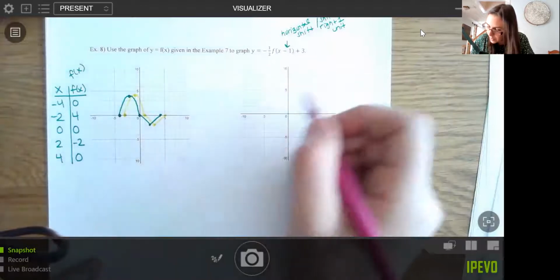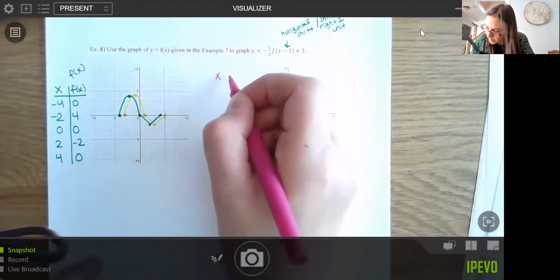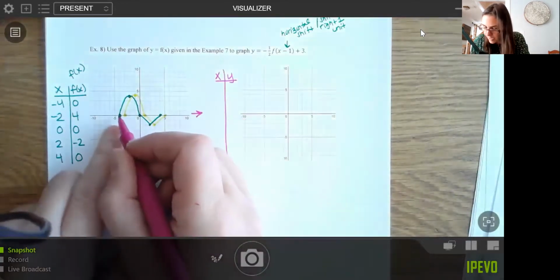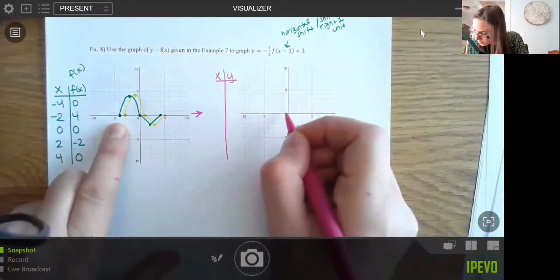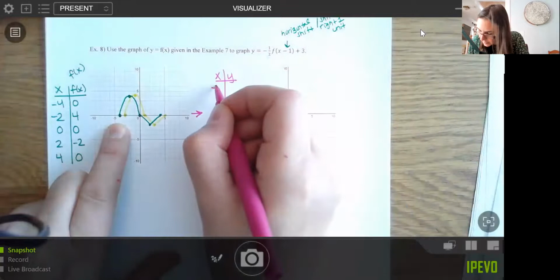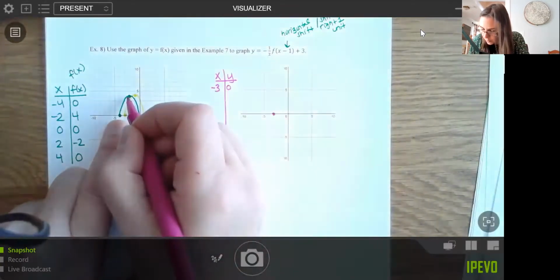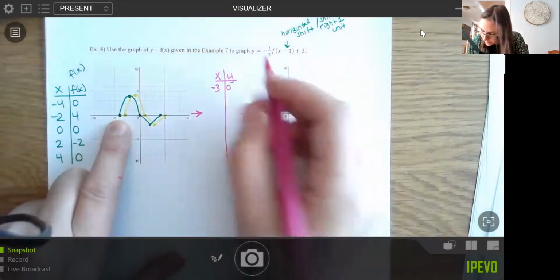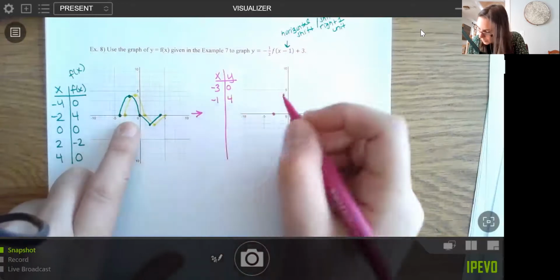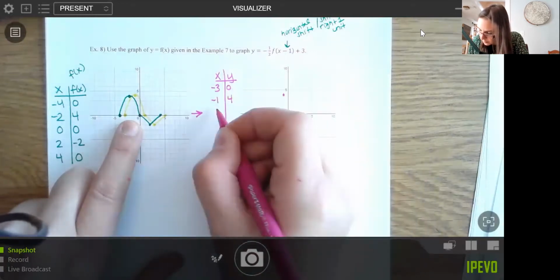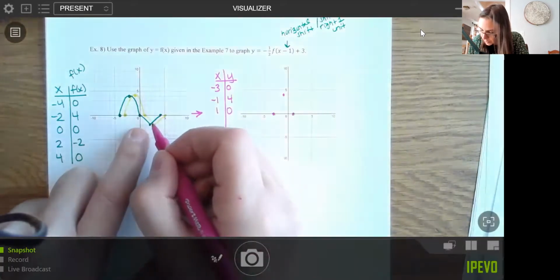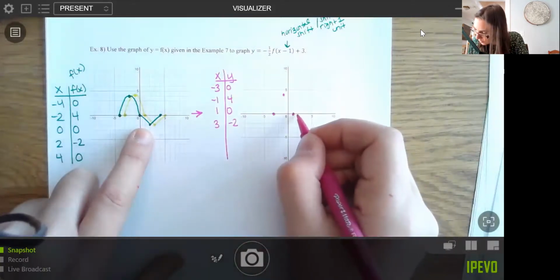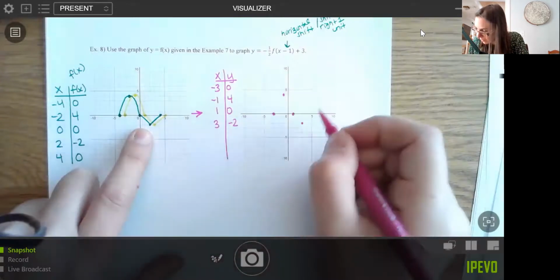So I'm going to make a new table here just so I can keep track of where I'm going. So this is my first change. So we're going this way. Let's see, if it was -4 here, now it's going to be -3. So this point is -3, 0. And then this point shifted over 1. So it went from -2 to -1. Here my 0, 0 became 1, 0. Here my 2, -2 became 3, -2. And then my 4, 0 became 5, 0.